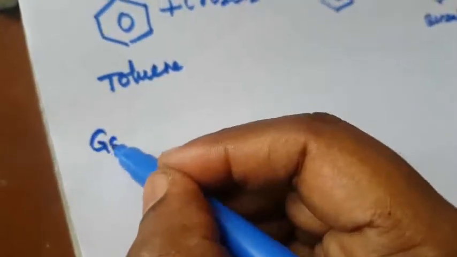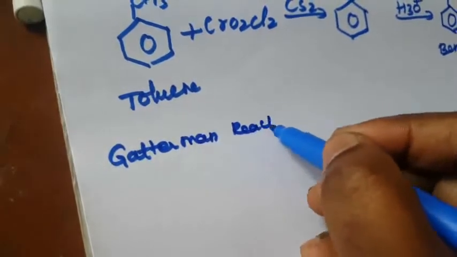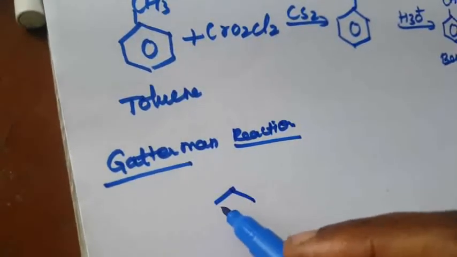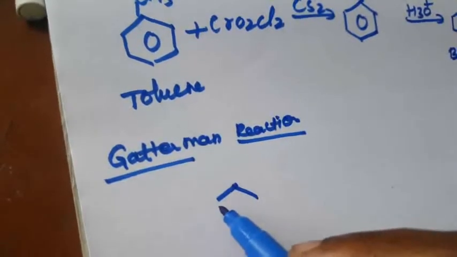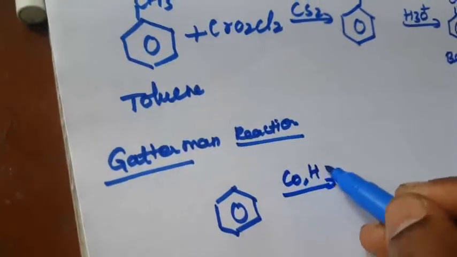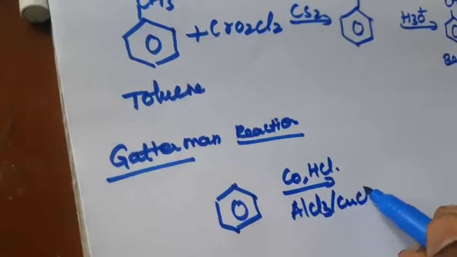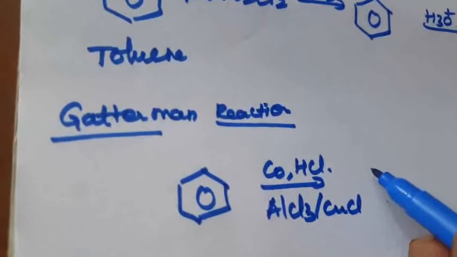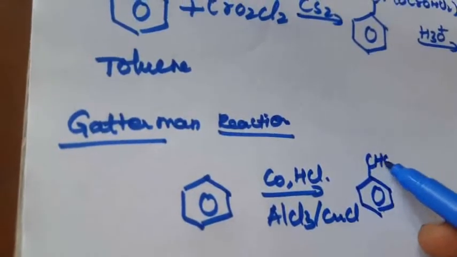The naming reactions are very important. The Gattermann reaction. What is the Gattermann reaction? So first, this is the benzene compound, with carbon monoxide and hydrochloric acid, the same as in the Friedel-Crafts reaction, in the presence of cuprous chloride. So CuCl acts as a catalyst to form this compound, benzaldehyde. Okay, this is called benzaldehyde.